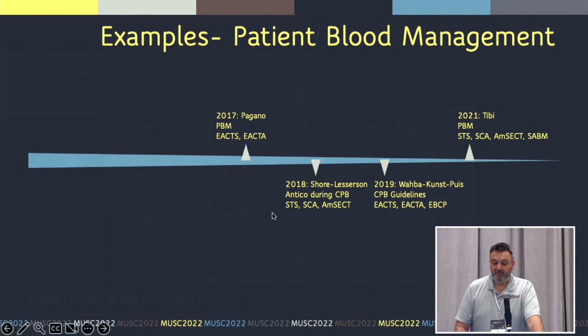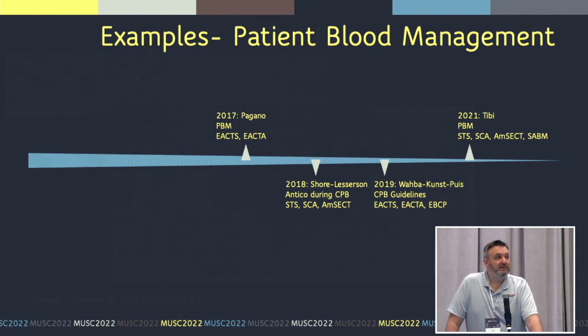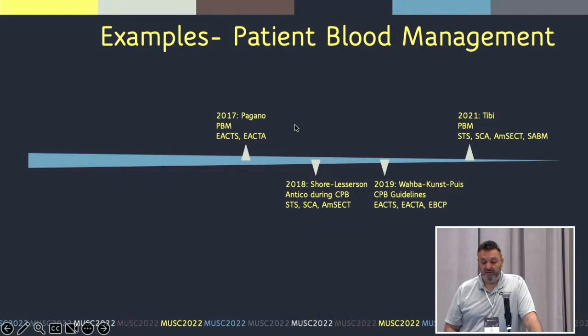guidelines. So 2017, Pagano, were the patient blood management guidelines. There were no perfusionists involved in the development of those. Then in 2018 we had the STS, SCA, and AmSECT clinical practice guidelines on anticoagulation. Then in 2019, we did the cardiopulmonary bypass guidelines, and some of the guidelines were also based upon the 2017 guidelines, at least the questions were based on them.